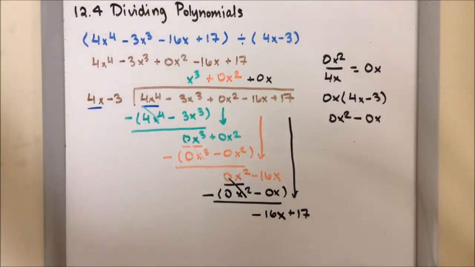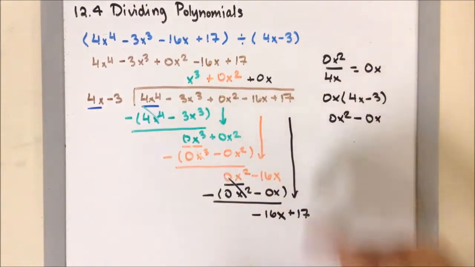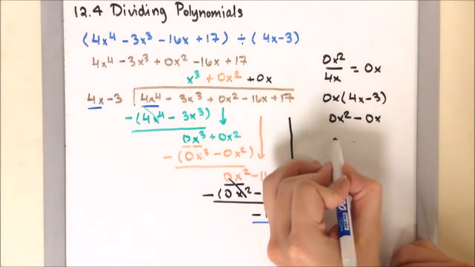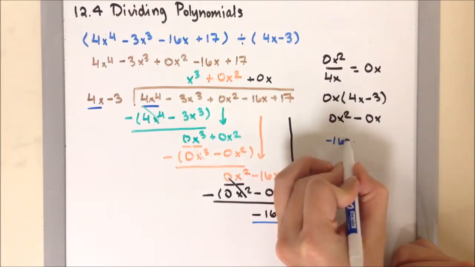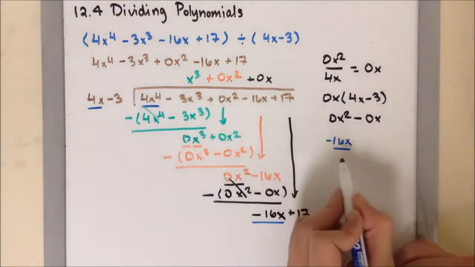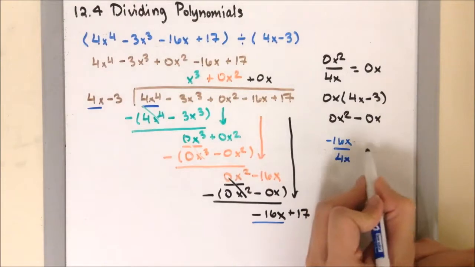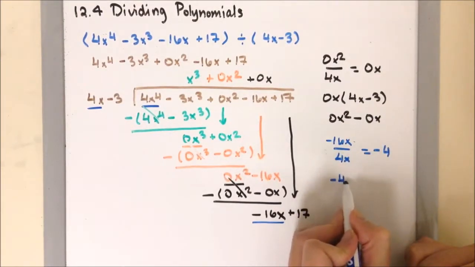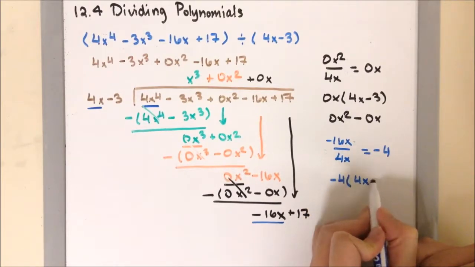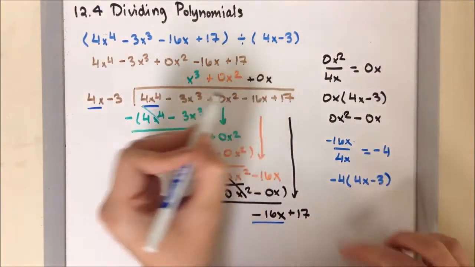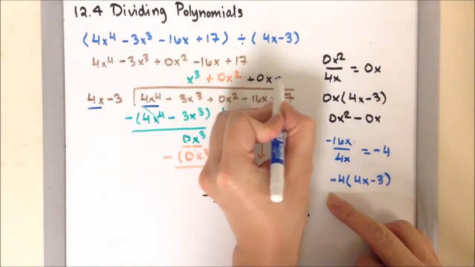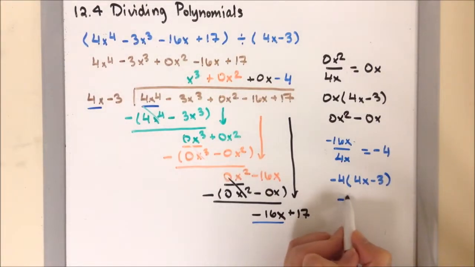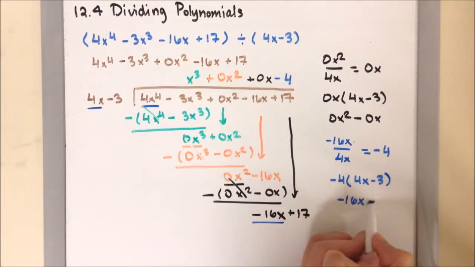And then repeating the process one more time because we brought down the last number. So we're going to look at the negative 16x. So negative 16x divided by this, so the 4x, it's going to be negative 4. And we're going to distribute the negative 4 to our divisor. Don't forget, I'm going to put my negative 4 up here. So when I distribute the negative 4 to my divisor, it will be negative 16x and then plus 12.